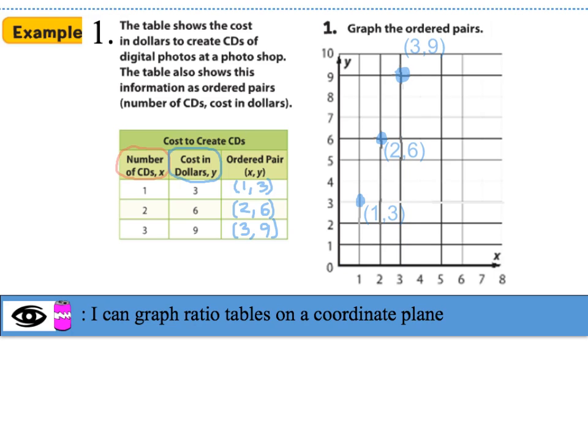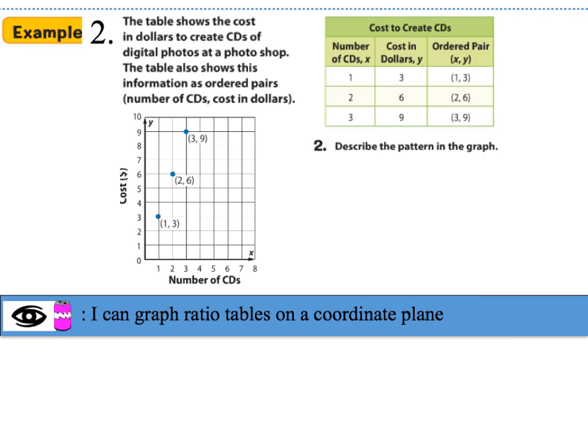One thing that you want to do is make sure that your coordinate plane is labeled. So you don't just want to call it the x-axis. You want to make sure it's labeled, whatever the table's called. So on my x-axis, we call it the number of CDs. And for my y-axis, we called it the cost in dollars or the money. So make sure you label your graphs so we know what the x-axis and the y-axis mean.